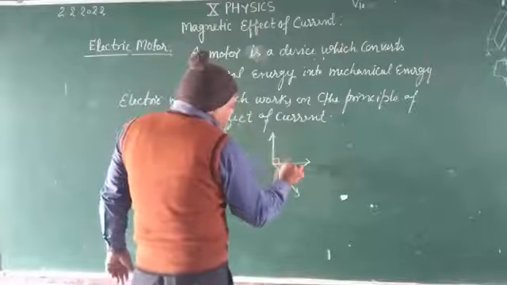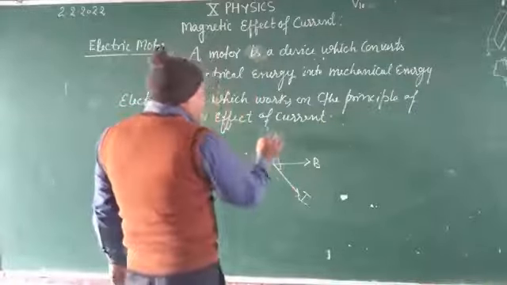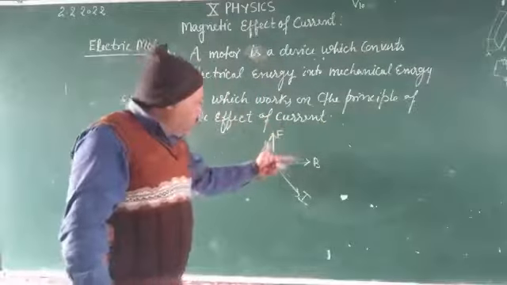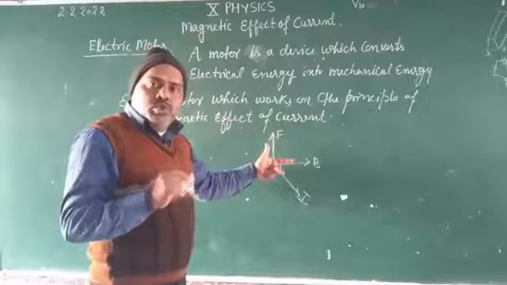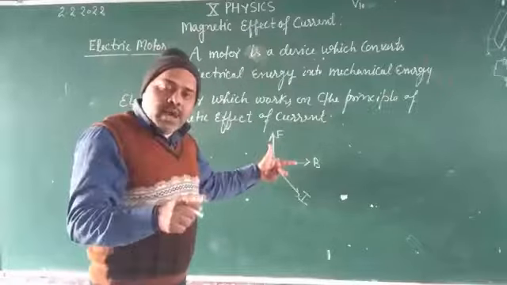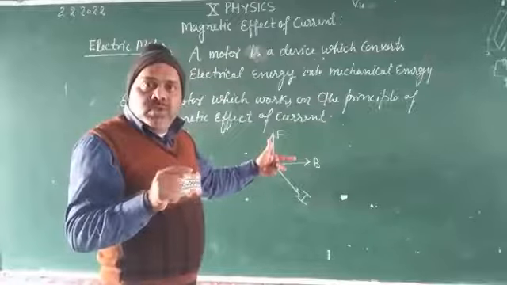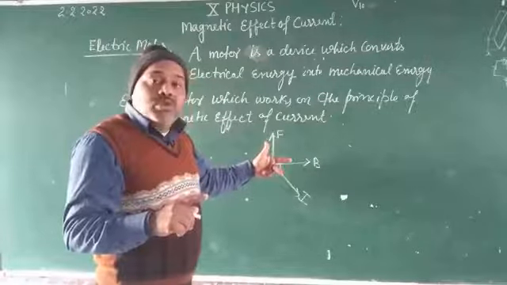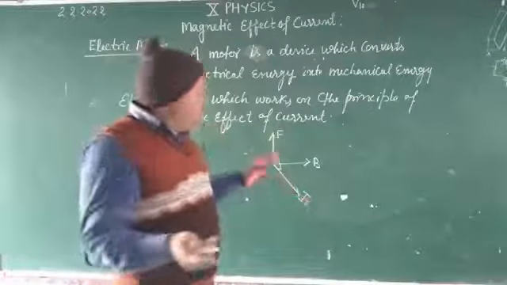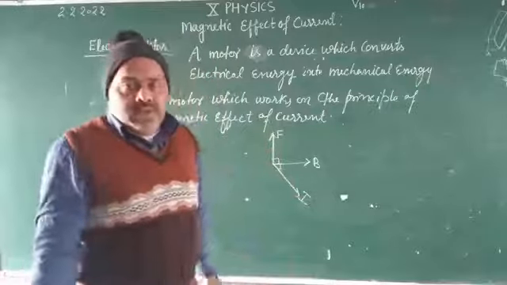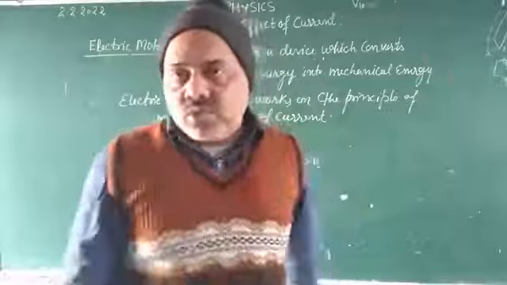This is the direction of magnetic field, the direction of current, and this is the direction of force. Here you can see the Fleming left hand rule. It is used to find the direction of force and the direction of motion of the coil. This is called the Fleming left hand rule. This is very important: Fleming left hand rule and Fleming right hand rule.